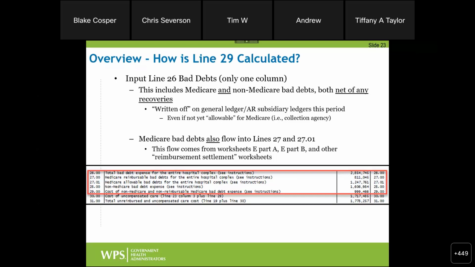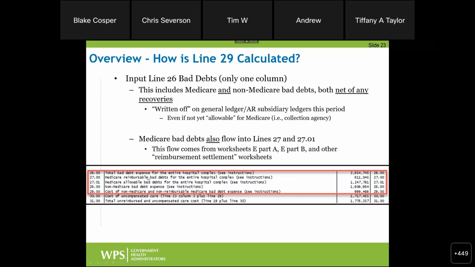That's the argument. So Medicare bad debts, these are all flow numbers. You can't do anything with 27 through 29. They're all flow numbers. What it's essentially doing is taking both the gross amount of Medicare bad debts, and then the reimbursable Medicare bad debts. So you have that 65% reimbursement there. That's what's happening right here. 27.01 is the allowable. That word is kind of unfortunate in its own way, but it's the gross Medicare bad debts. And then 27 is the 65% of that number.